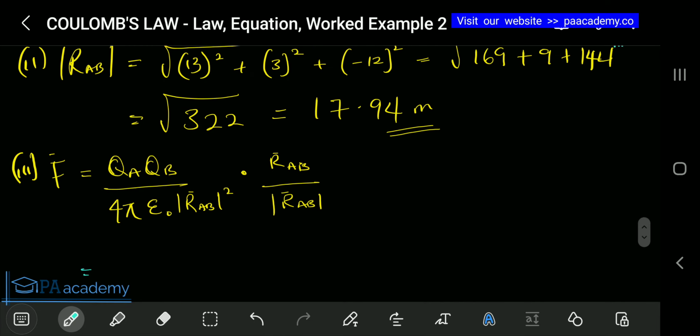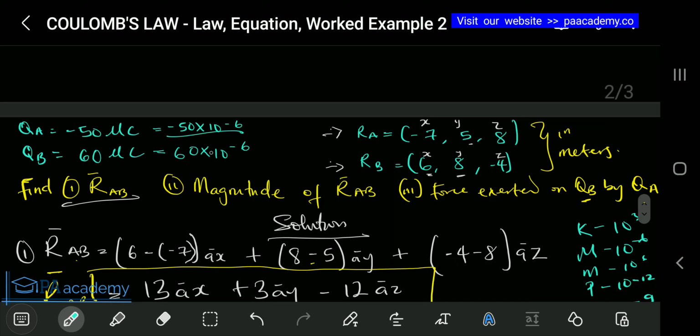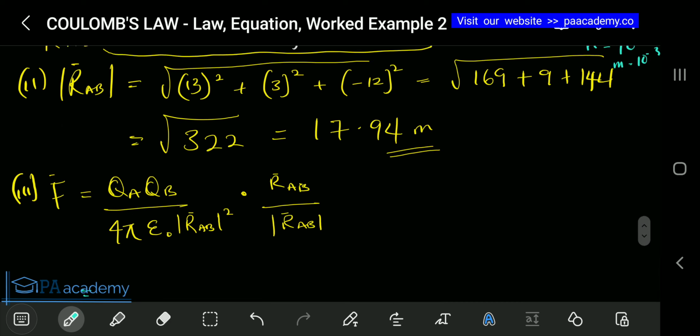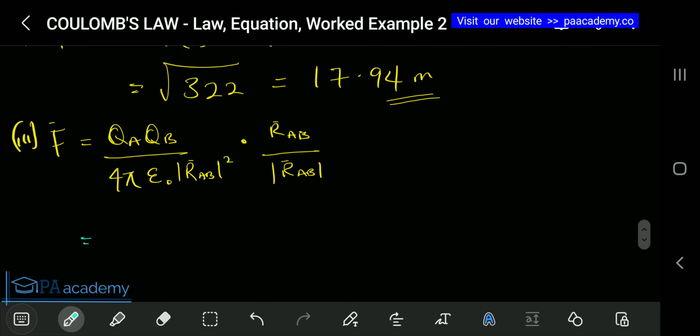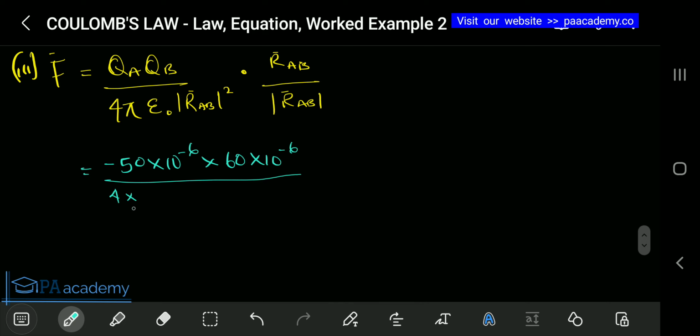All right, so let's go back to the question. Our QA, like we rightly see here, is minus 50 times 10 raised to power minus 6, and our QB is 60 times 10 raised to power minus 6. So let's put in the values. You're going to have minus 50 times 10 raised to power minus 6, that's for QA. Then QB, 60 times 10 raised to power minus 6, then over 4 times pi, let me use 3.142, times E naught.